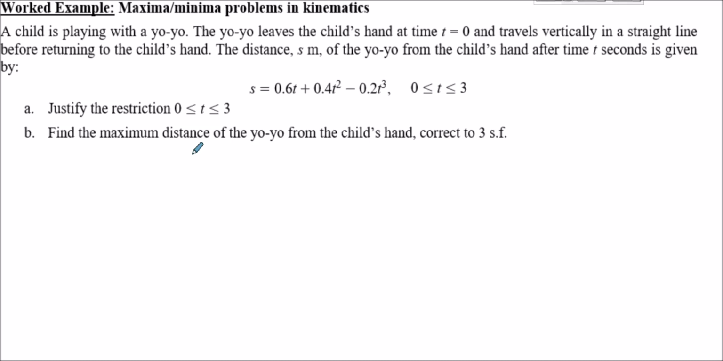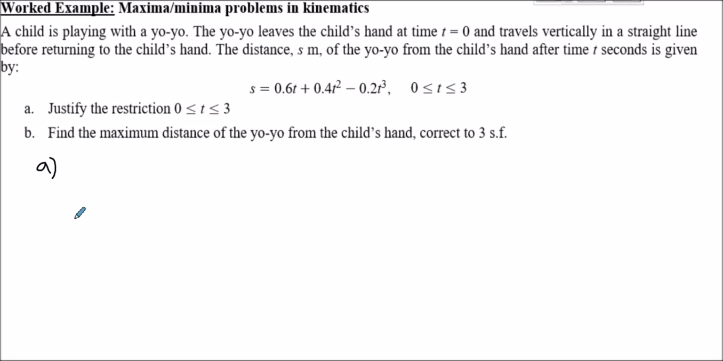Anyway, I digress. This yo-yo leaves a child's hand at time t equals 0 and travels vertically in a straight line before returning to the child's hand. The distance, s meters, of the yo-yo from the child's hand is given by this equation here. First off, what we need to do for part A is to justify the restriction on t being between 0 and 3. So let's just confront this problem first.